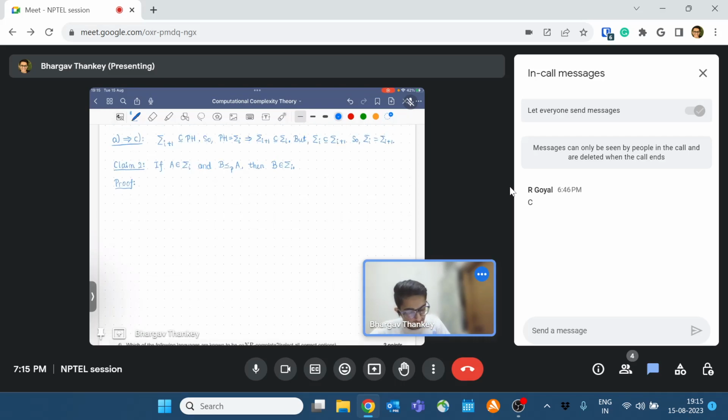So B reduces to A in polynomial time implies that there exists a computable function f such that for all x in 0, 1 star, x is in B if and only if f of x is in A. This is the definition of reduction, right?